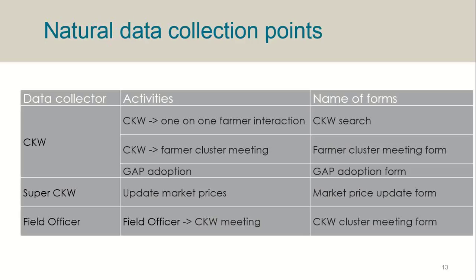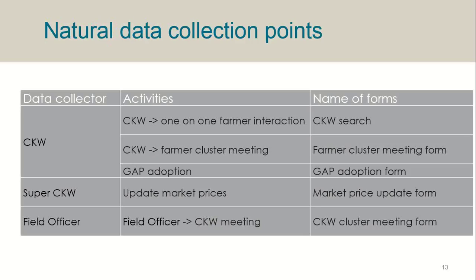With the CKW, we saw that they're supposed to do one-to-one farmer interaction, farmer cluster meetings, and good agricultural practices adoption checks. The super CKWs are supposed to do the same, plus they were intended to update local market prices. And our field officer's main activity was to ensure that they had monthly meetings with the CKWs under their supervision. So we pulled out these activities that they're doing on an ongoing basis and began to look at the forms that we actually need. We made it very simple: we have 3 main activities, then we have 3 main forms.